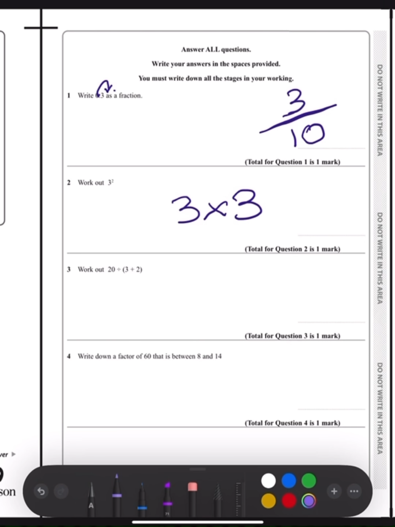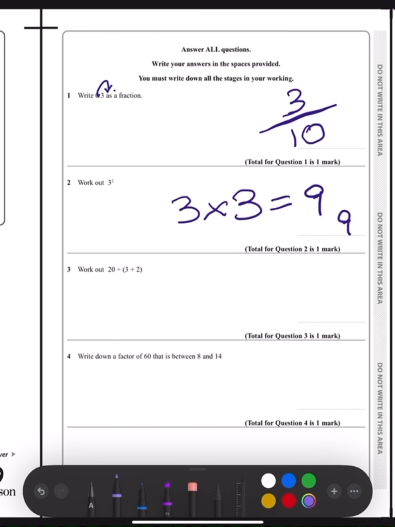So 3 into 3 simply gets you an answer of 9. So your answer would be 9. You gained a mark. Again, very simple. It is acknowledging the very basic concepts of topics such as fractions, multiplication and powers. Here it was 3 to the power of 2. If there was, for example, 3 to the power of 3, it would mean to multiply 3 times. So 3 into 3 into 3, which would be simply 27.